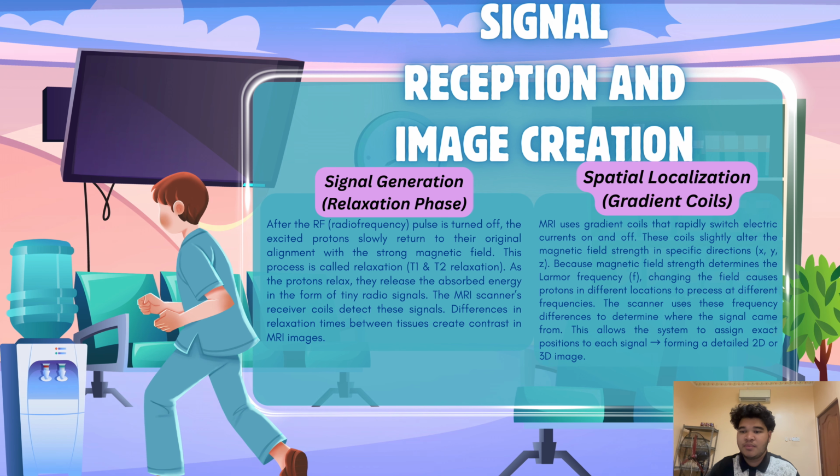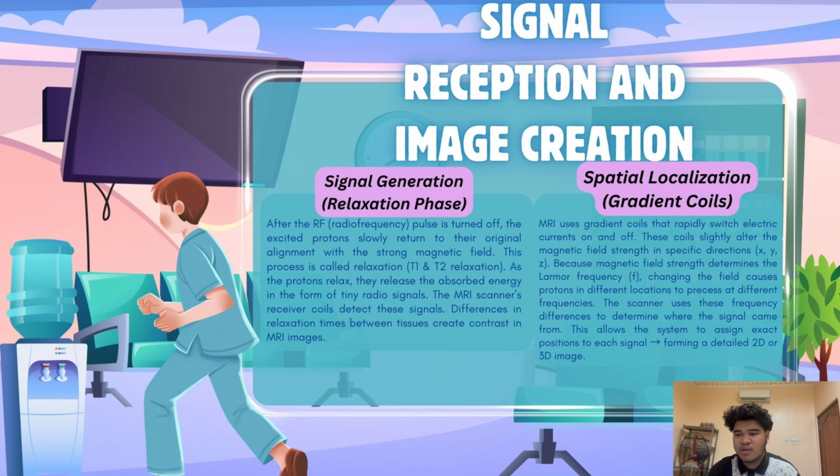Signal reception and image creation. Signal generation, relaxation phase. After the RF radio frequency pulse is turned off, the excited protons slowly return to their original alignment with the strong magnetic field. This process is called relaxation, T1 and T2 relaxation. As the protons relax, they release the absorbed energy in the form of tiny radio signals. The MRI scanner's receive coil detects the signals. Differences in relaxation time between tissues create contrast in the MRI image.